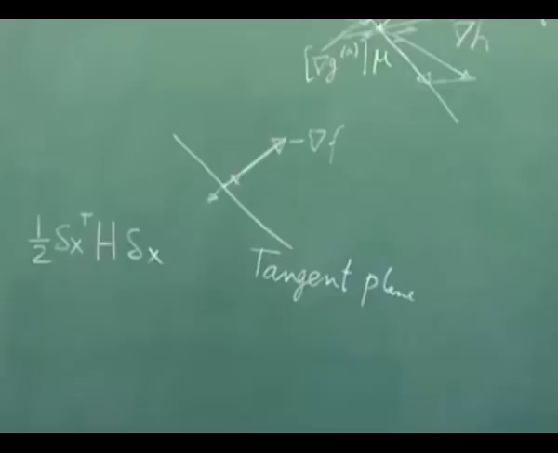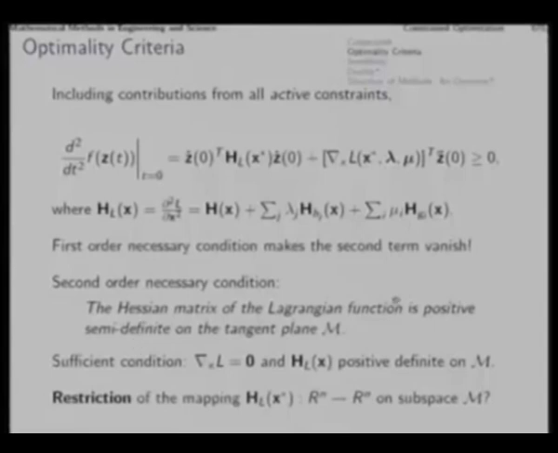The only requirement is on the tangent plane. So, this is the necessary condition: positive semi definiteness of the restriction of the Hessian on the tangent plane. Okay. The sufficient condition is that it is positive definite.